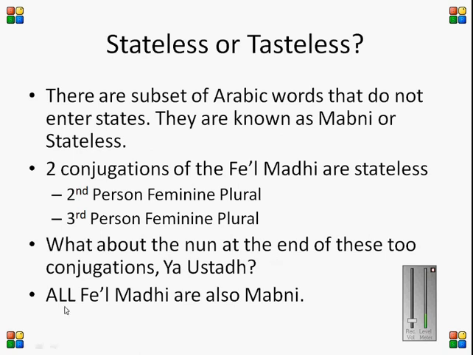And also the second category: all fi'l madhi are also mabni. So these are the 2 categories that have no state. They are called mabni. And that concludes this lesson.